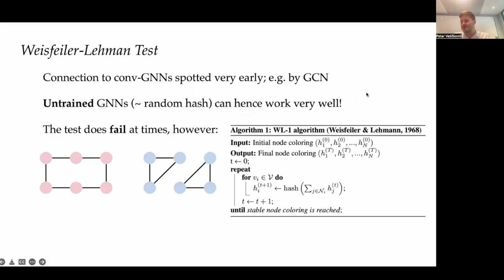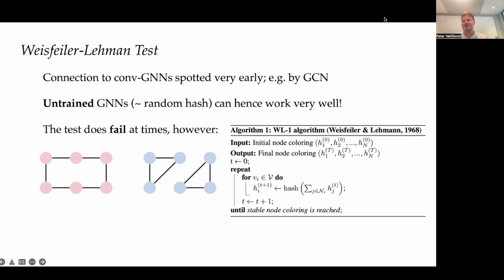And this idea of passing random hashes along edges makes a very clear connection to convolutional GNNs, and that's been spotted very early. Even the GCN paper of Kipf and Welling has spotted that what their model is doing is maybe a more sophisticated variant of the Weisfeiler algorithm. And it also explains why sometimes if you don't even train your GNN, like if you just have randomized weights, which corresponds to a random hash, you can get pretty strong representations.